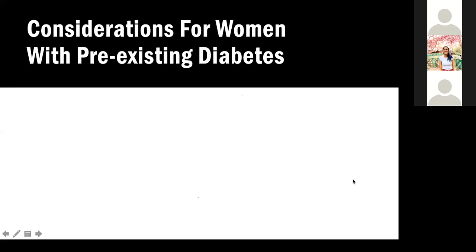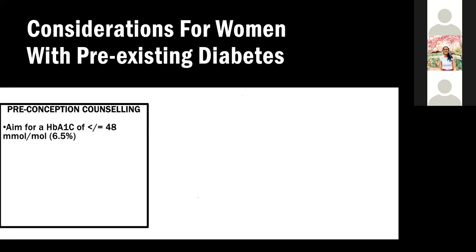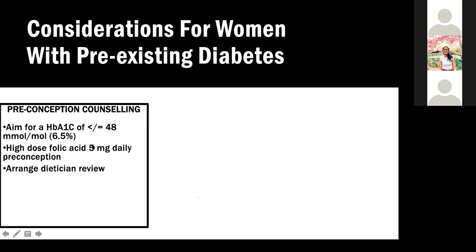Considerations for women with pre-existing diabetes. So someone who's got type 1 and type 2 diabetes. Preconception counseling is really important. You want to aim for a HbA1c preconception of under 48, which is 6.5%. You want to give them high dose folic acid because these women are at increased risk of delivering babies with congenital malformations.